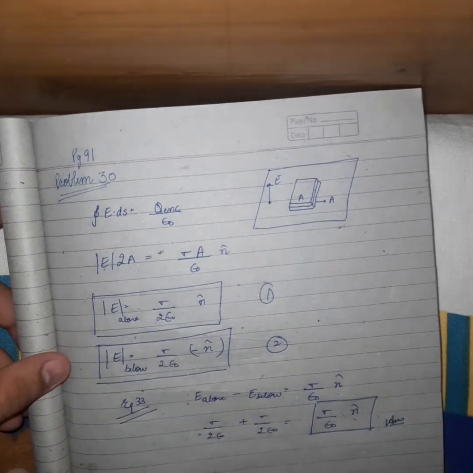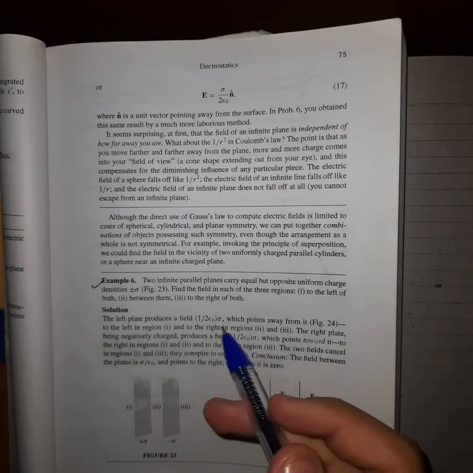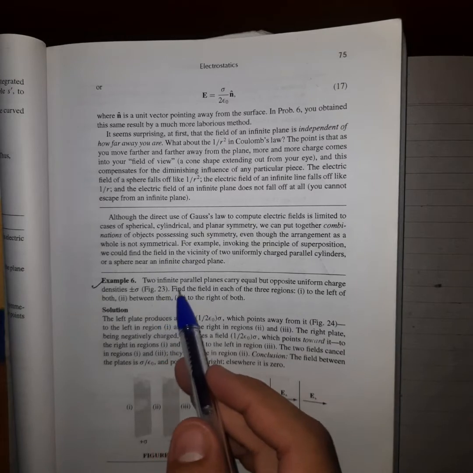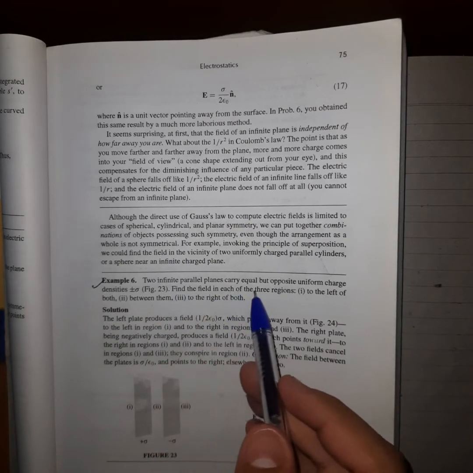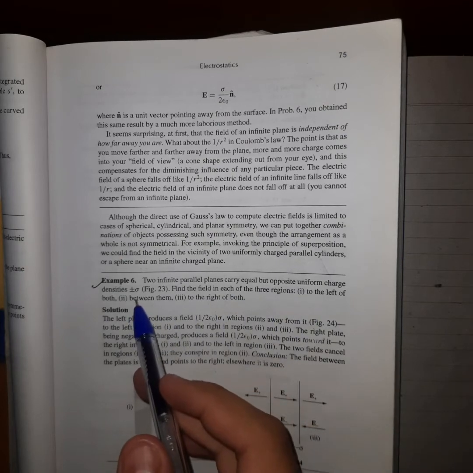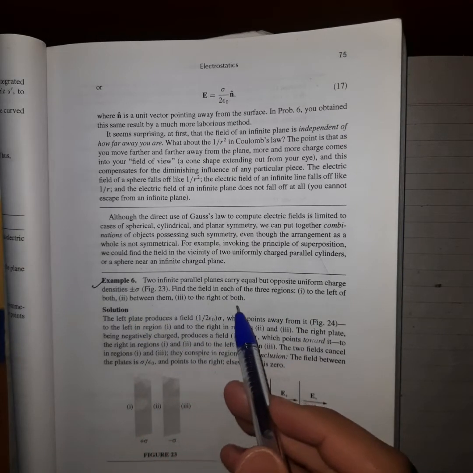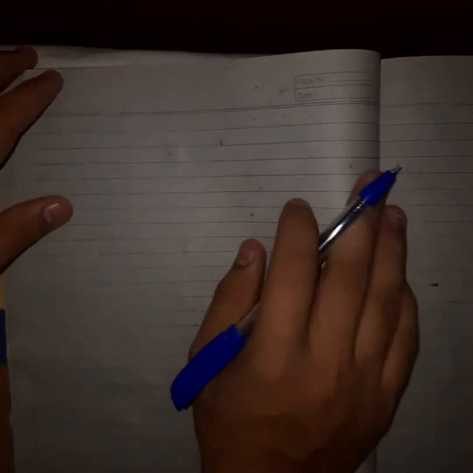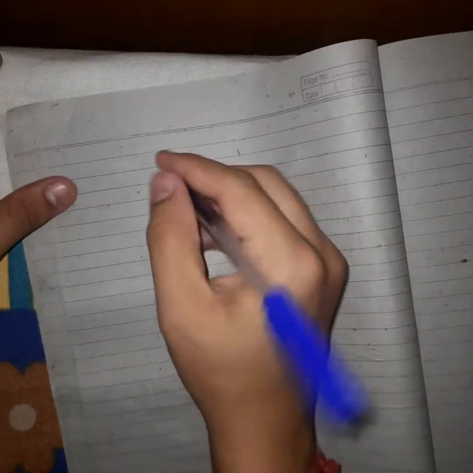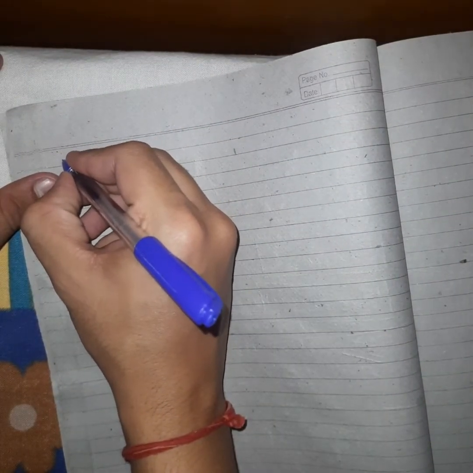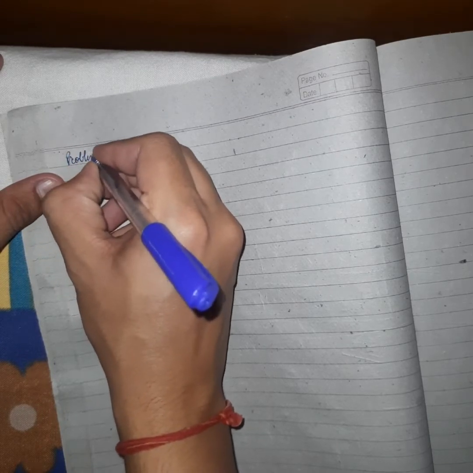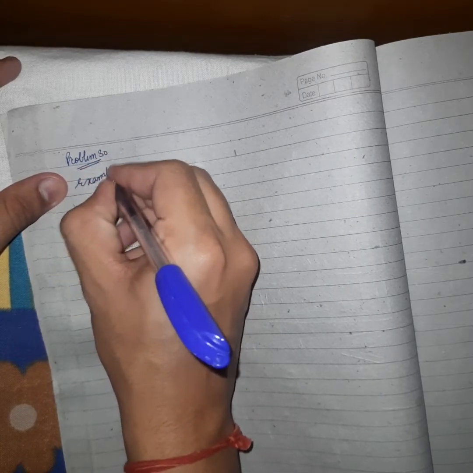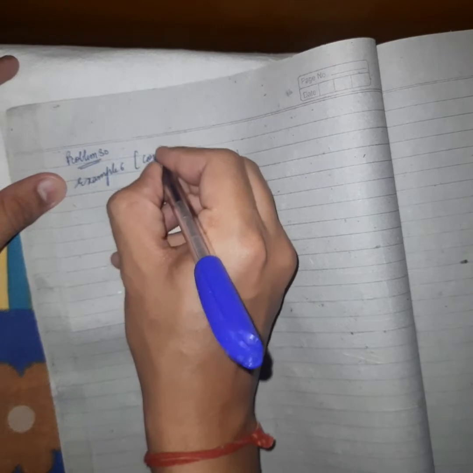Now let us talk about example number 6. Let us check the consistency of example number 6 with equation number 33. The problem says that two infinite parallel planes carry equal and opposite uniform charge density plus and minus sigma. Find the electric field in each of three regions: to the left, between them, and to the right. Let me just focus. So problem number 30 and example 6 consistency.